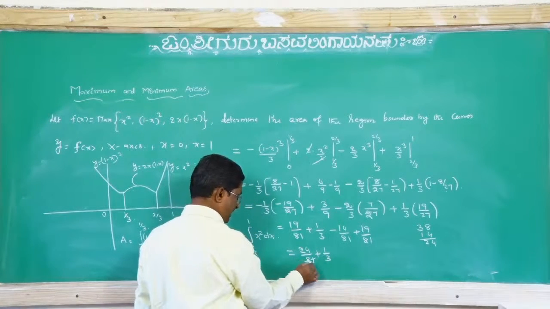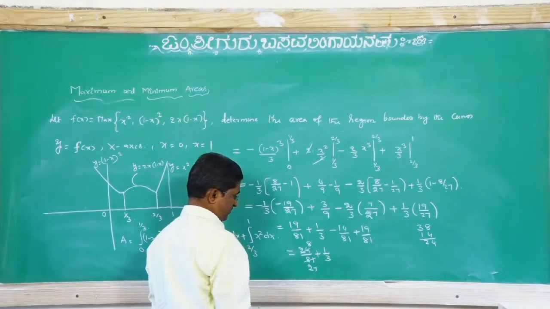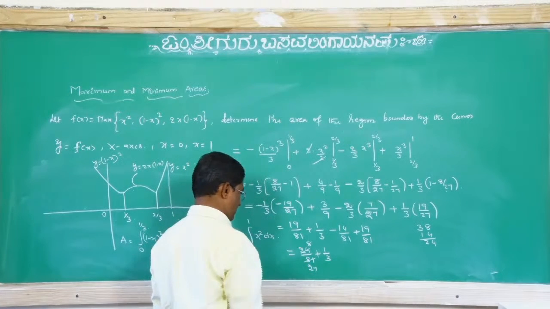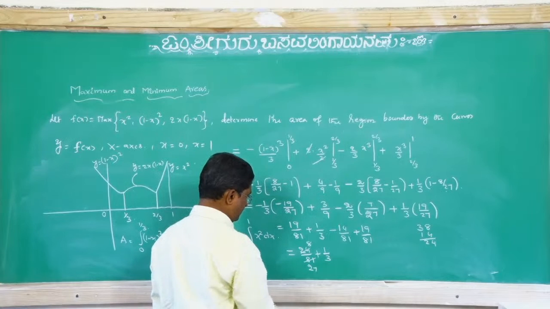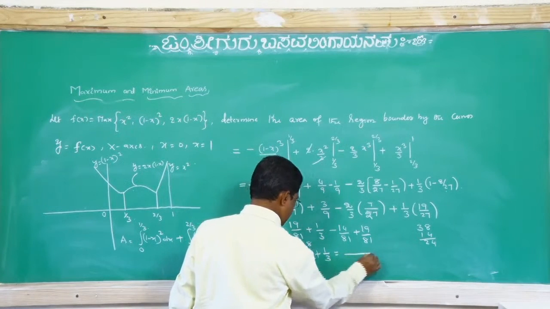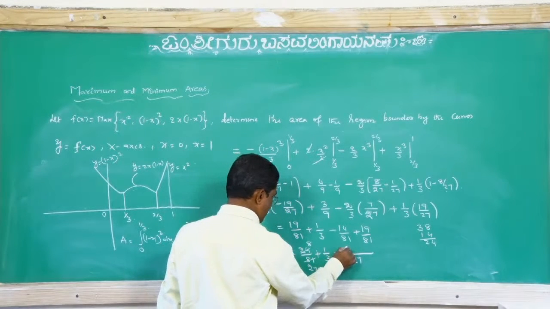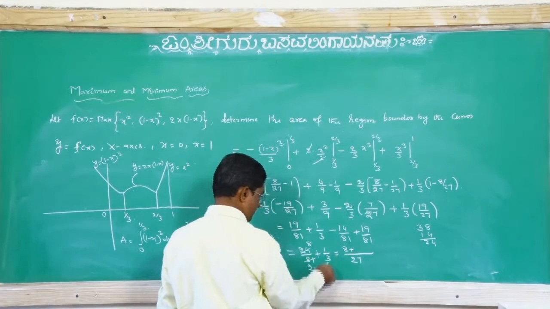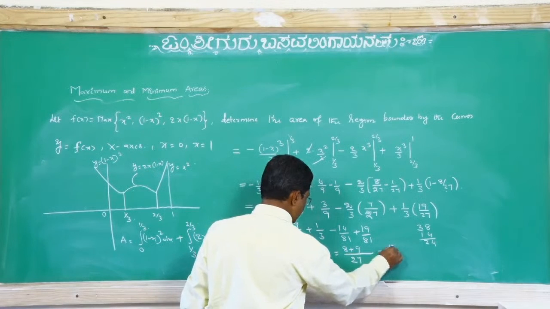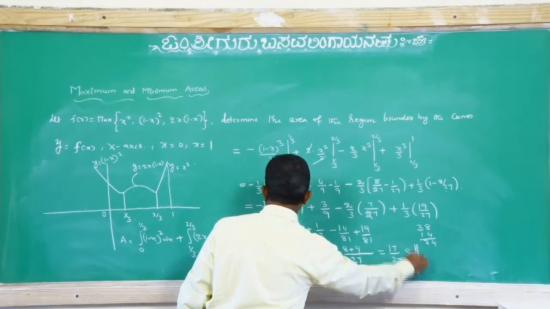So here calculate. The 3 27s and 3 8s, do they get cancelled? No, they are not cancelled. Then the LCM is 27. 27 divided by 27 is 1, into 8 equal to 8. 3 1s are 3, 9s are 9, which is equivalent to 17 by 27 square units.